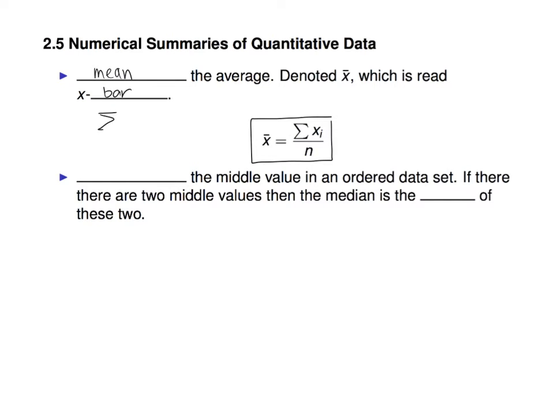So this symbol is the Greek letter sigma. It's the capital letter sigma, and it means sum. So what this thing means is you add up all observations, so all your numbers, and the little sub i thing means you add up your first one, your second one, your third one, etc. And the n is how many. So that says divide by how many.